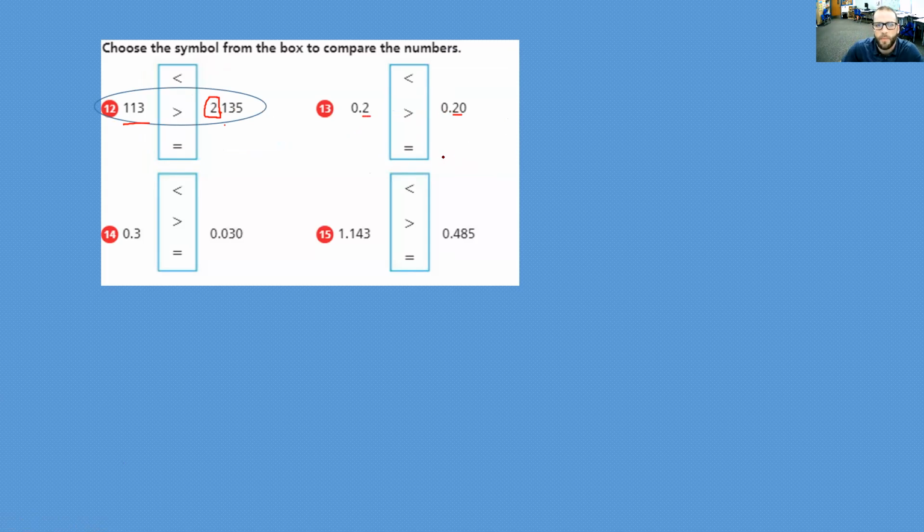The zeros don't matter, right? 21 hundredths is the same thing as 2 tenths. Those are equal. Looking at number 14, we have 3 tenths on the left, but we only have 3 hundredths on the right. So it takes 100 hundredths to make a whole. It takes 10 tenths to make a whole. 3 tenths is definitely larger than 3 hundredths. And then over on number 15, you have 1 whole versus 0 wholes. A whole's bigger, right?